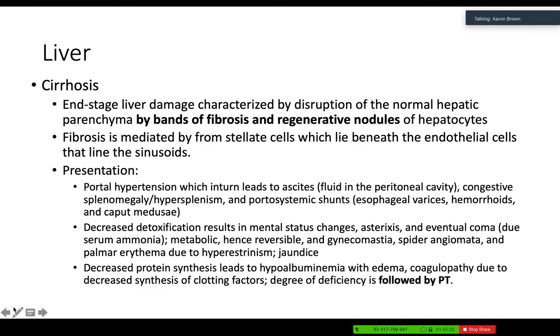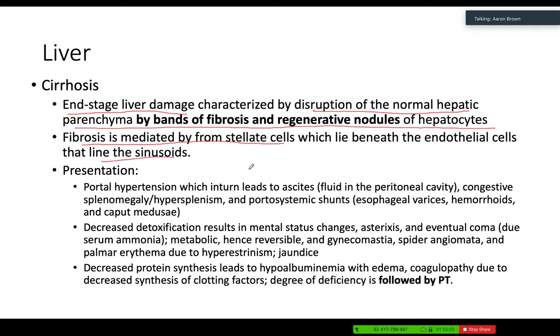Okay, so getting into our liver failure and talking about cirrhosis. This is end-stage liver damage with destruction of normal hepatic parenchyma, with bands of fibrosis, regenerative nodules. We're going to look at how that looks in a minute. Fibrosis is mediated by those stellate cells that we saw when we looked at a diagram of a sinusoid. These lie beneath the endothelial cells that line those sinusoids.